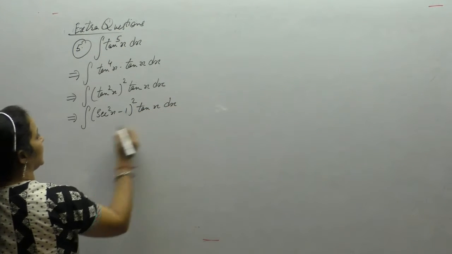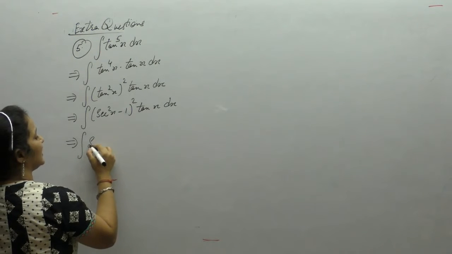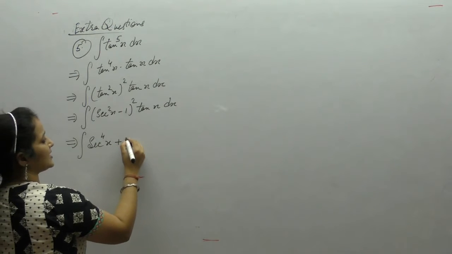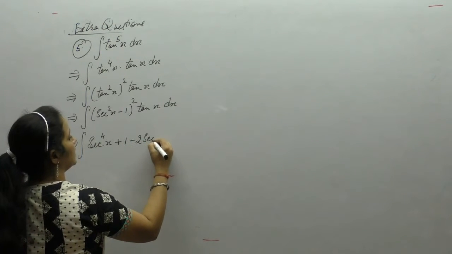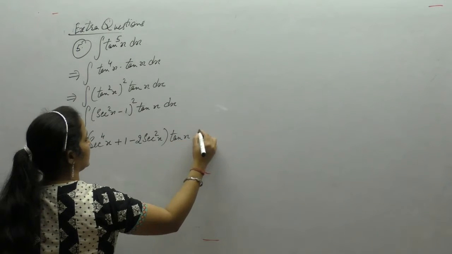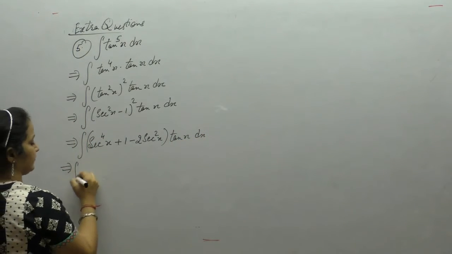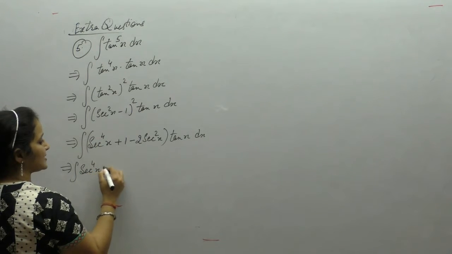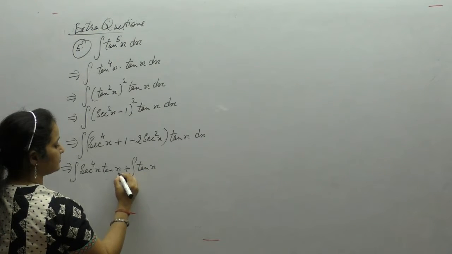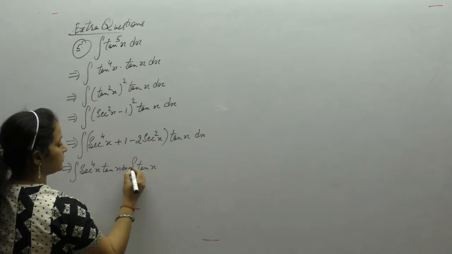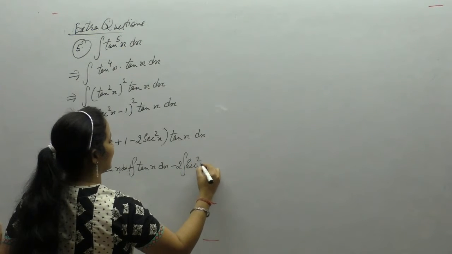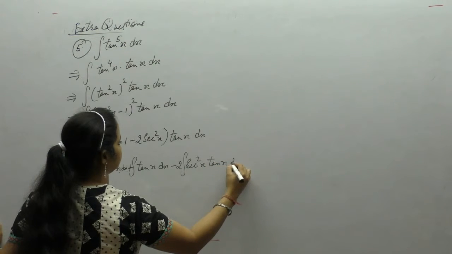Now apply the formula (a minus b) whole square: a square, (sec square x) whole square is sec 4x, plus b square, minus 2ab, sec square x into 1 is sec square x. Now open the bracket: integral of sec 4x tan x plus integral of tan x dx minus 2 sec square x tan x dx.